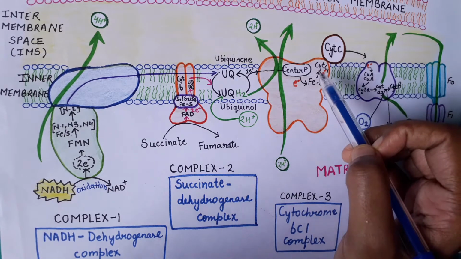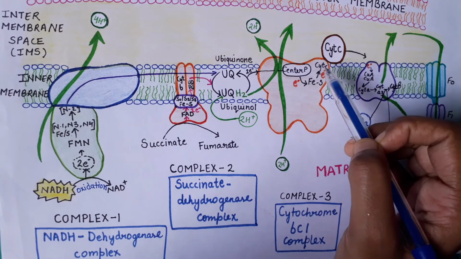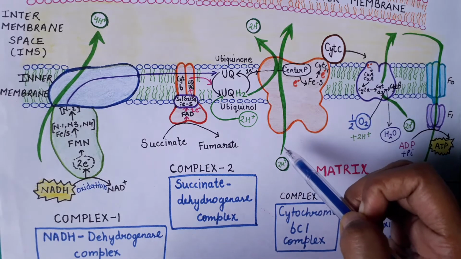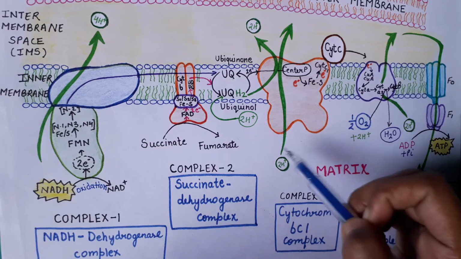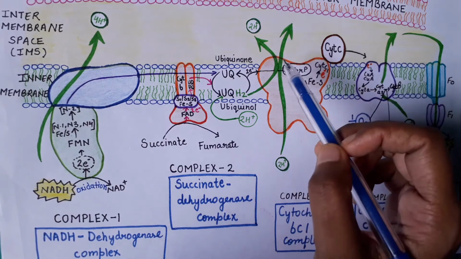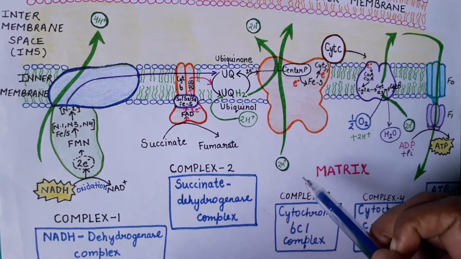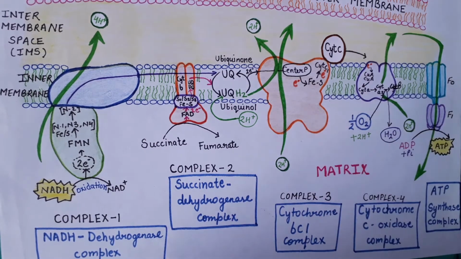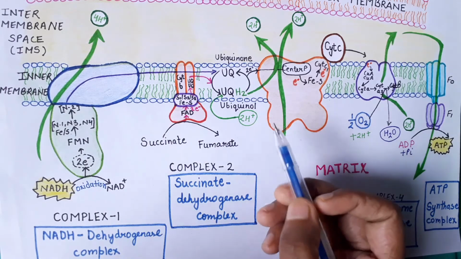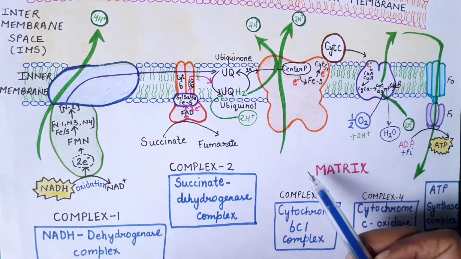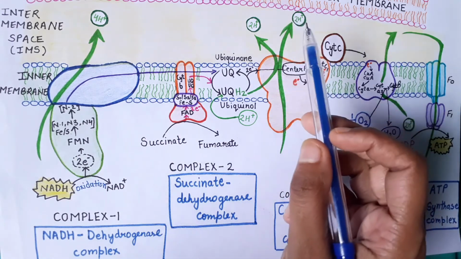So as soon as a single electron is transferred from cytochrome C1 to cytochrome C, 2 more protons from the complex 3 are pumped from the matrix into the intermembrane space. So overall 4 protons are pumped from the matrix into the intermembrane space by the complex 3. So that is how 4 protons are pumped by the complex 3 from the matrix into the intermembrane space.